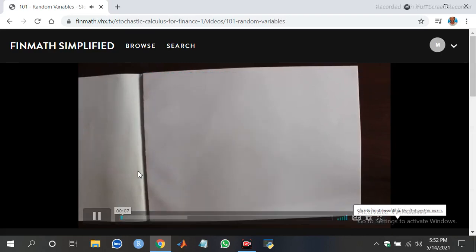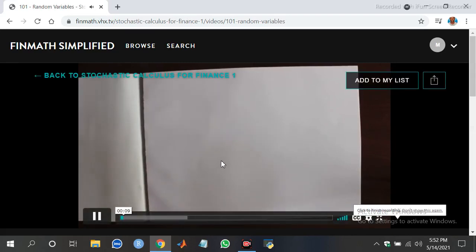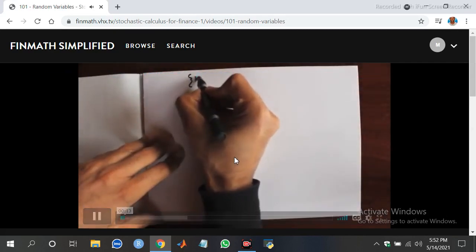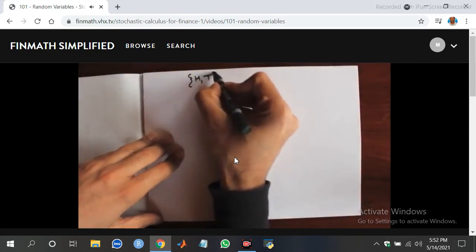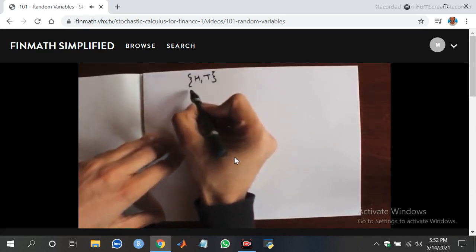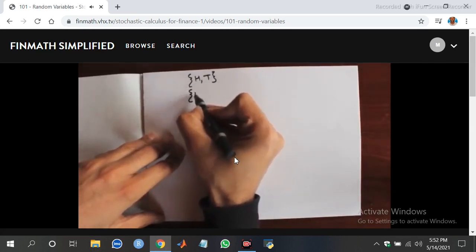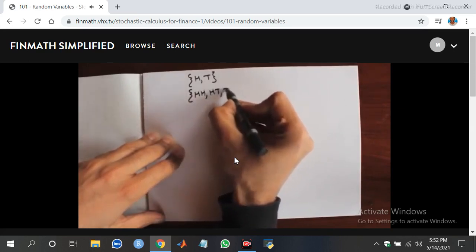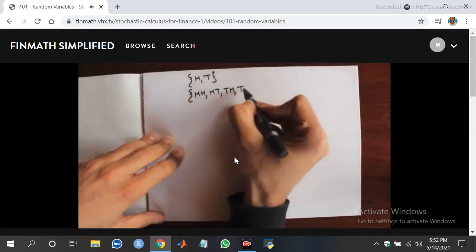Let's start with an experiment of tossing a coin. If we toss the coin once, there are two possible outcomes we can get. We can get either a head or a tail. If we toss the coin twice, then what are the possible outcomes we can get? We can get either a head-head, a head-tail, tail-head, or a tail-tail.